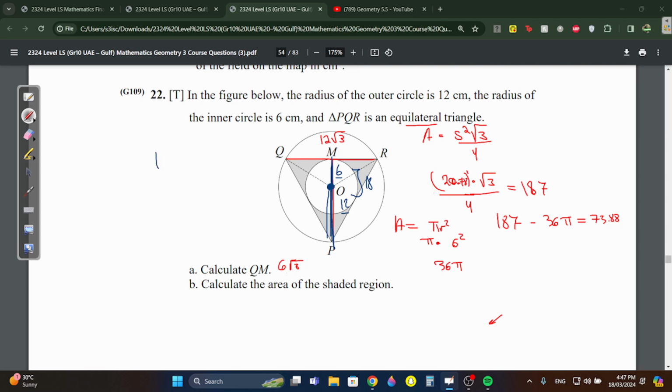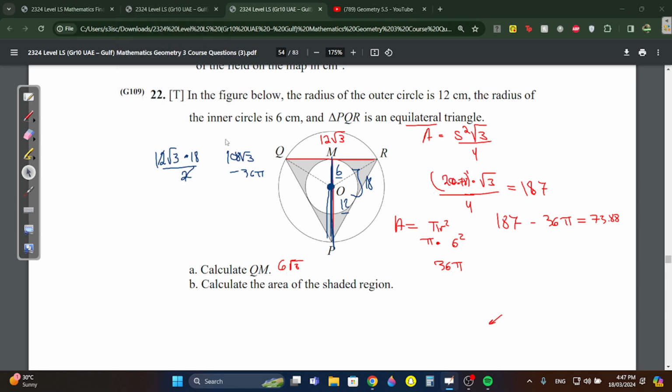But they did 12 radical 3 times 18 over 2, base times height over 2, and you get 6 times 18, 108. They get 108 radical 3, which is the same answer. Then you subtract 36 pi, and you still get the same. Let me just see what answer they got. Minus 36 pi. Yeah, they get a very similar answer. They get 73.96. Okay.